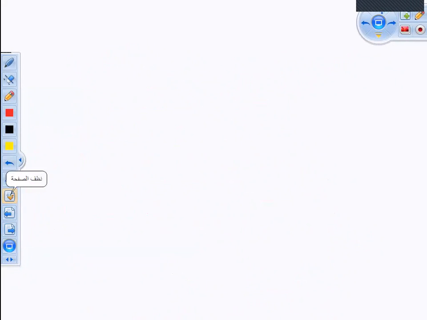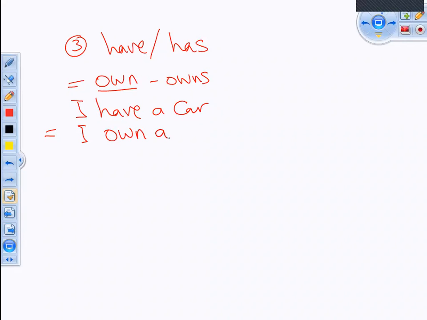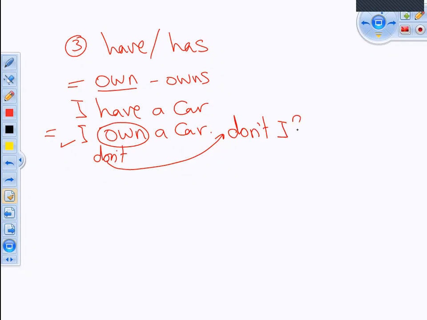Okay. We have another rule: the verb to have, have or has. If we are using have or has to mean own, for example, I have a car, this means I own a car. Let's do this sentence. It's a present simple sentence. As we used to, we change the verb own into a negative, don't own. We change it into negative form. Don't I? It's a question tag in the present simple.